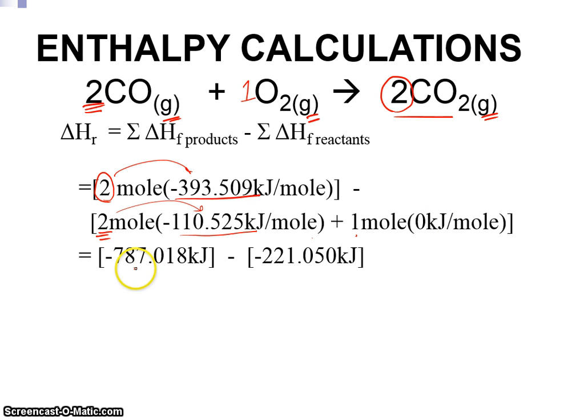So we end up with negative 787 kilojoules minus a negative 221. So it's 2 times 393, which is here, and 2 times the 110, which is the 221. And we're going to actually end up adding that value. And this is the thing that you have to be careful of the most, is that we end up with a lot of this minus a minus. And we end up with a negative 565 kilojoules. Well, what does that tell us about the reaction? It tells us that the reaction is exothermic. And so this is a way that we can calculate and find the enthalpy of the reaction.